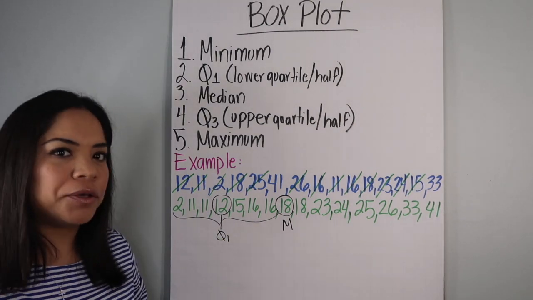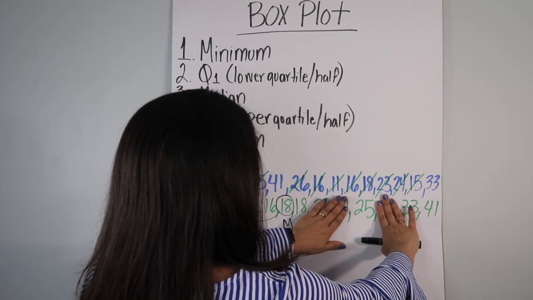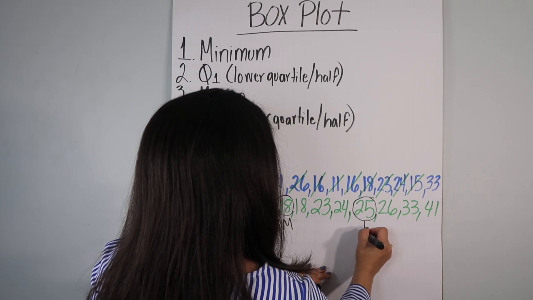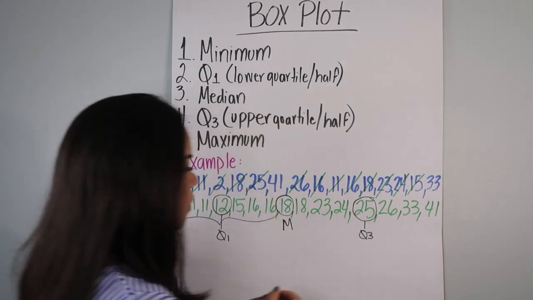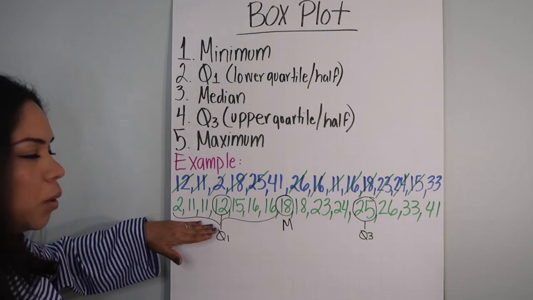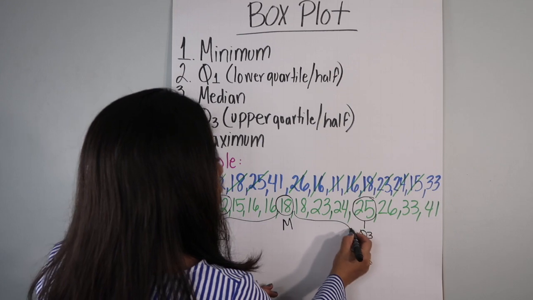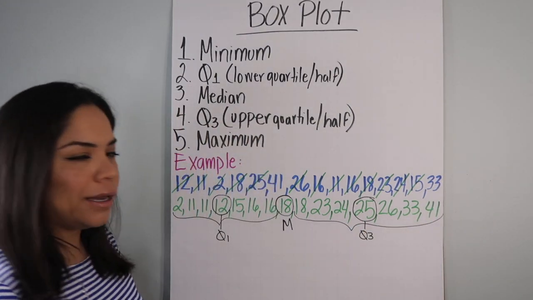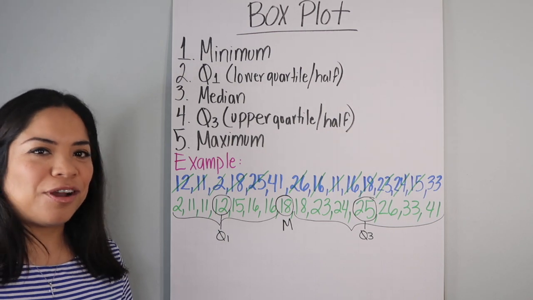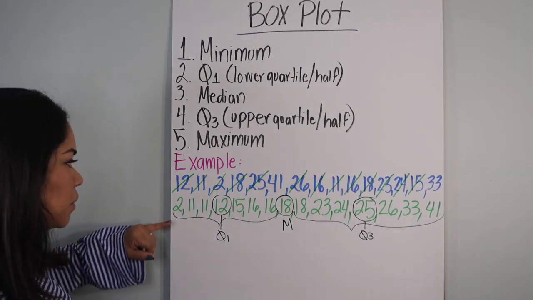Now I'm going to find Q3. 25. Again, here is the lower quartile, the lower half. This one is the upper half. So, what was the age of the youngest person that had visited the rodeo?